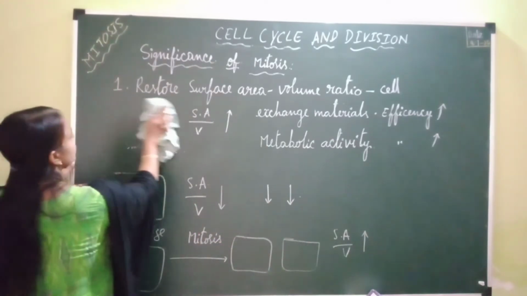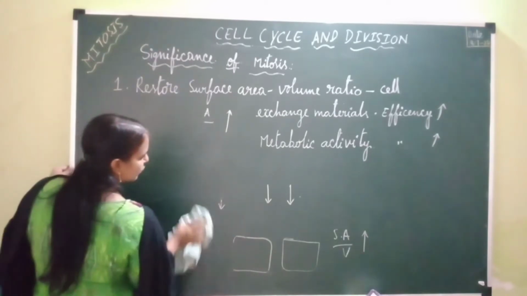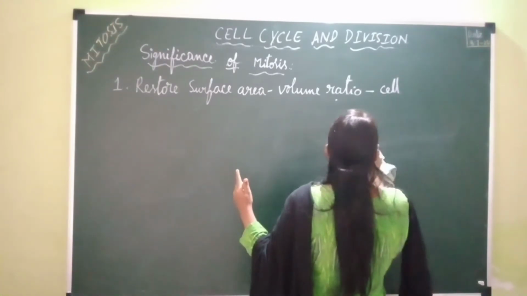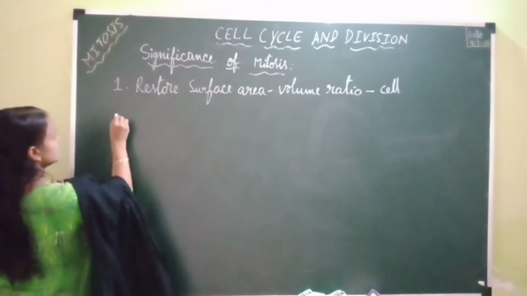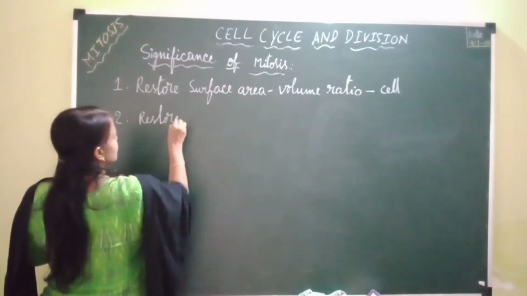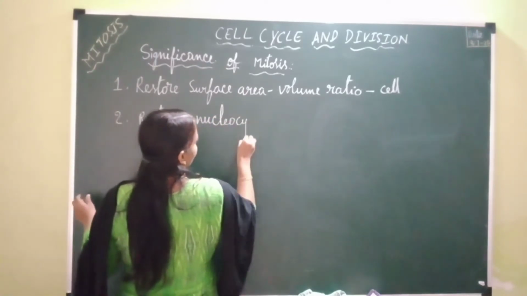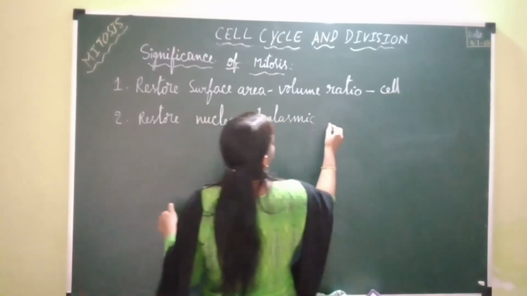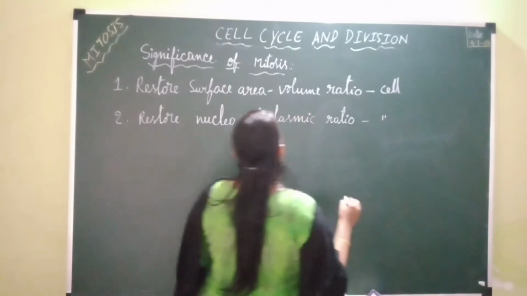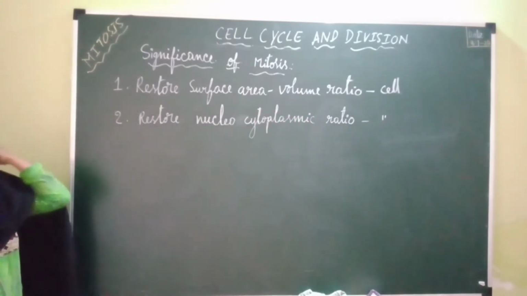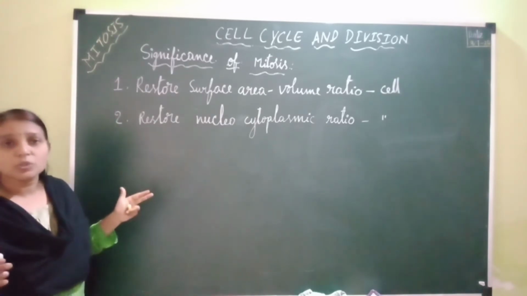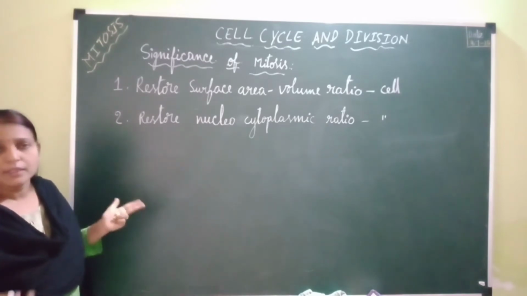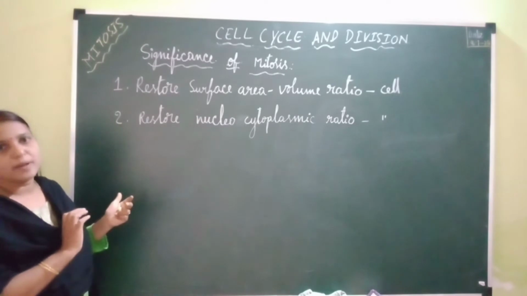The next significance is that mitosis also helps in restoring the nucleocytoplasmic ratio of the cell. In case of small sized cells, the nucleocytoplasmic ratio is high. If the cell increases in size, this nucleocytoplasmic ratio gets disturbed. So when this large sized cell undergoes mitosis, two smaller sized cells will be formed. So again the nucleocytoplasmic ratio will be restored back. That means it becomes high.